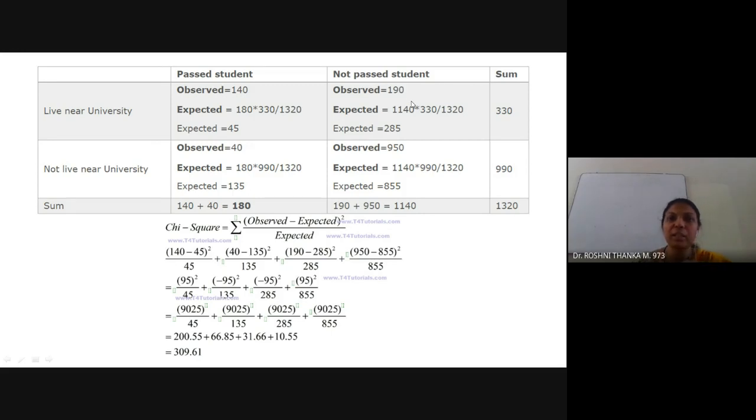So we have to check whether there is any correlation between students living near the university and the pass percentage. Is there any relation between this or not? Then we have to calculate the chi-square value, and check it against the chi-square distribution table, and say whether there is a correlation or not. So this is how, by using the chi-square method, we can conclude whether there is any correlation between this categorical data or not.